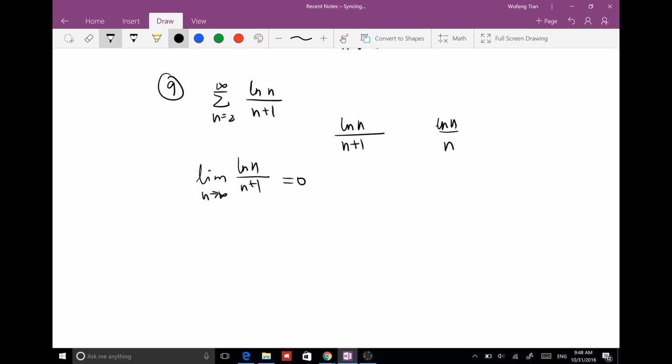So my initial guess, do you think this one diverges or converges? Anyone? Diverge. Everyone got a very good guess. Okay, diverge, that's perfect. Since this one diverges, I need to find a smaller series that also diverges. I want to find a smaller one that diverges. I need to find a smaller series that diverges. So can you tell me if you can find anything smaller than this one?